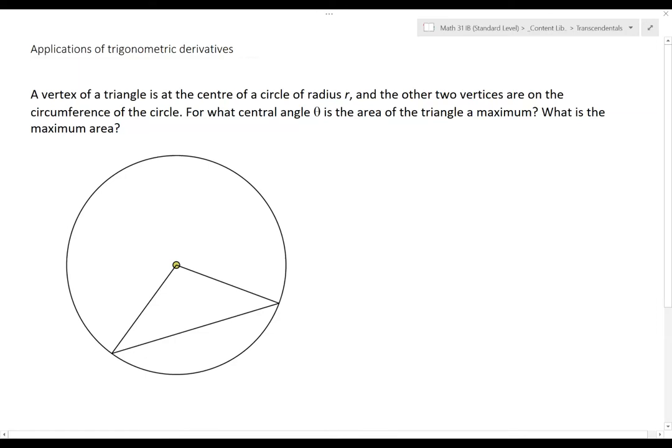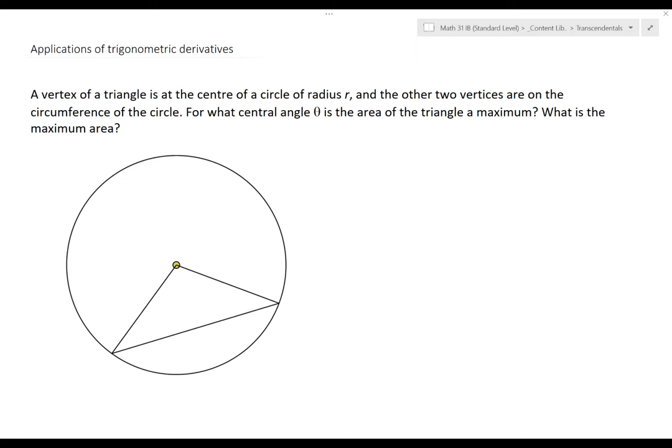Everyone, in this video, we're going to look at some of the applications of trig derivatives. So basically anything we could do, curve sketching, applied maximum and minimum problems, related rates, those sorts of things. If we have trigonometric functions, we can do those same applications. So let's look at a maximization problem.